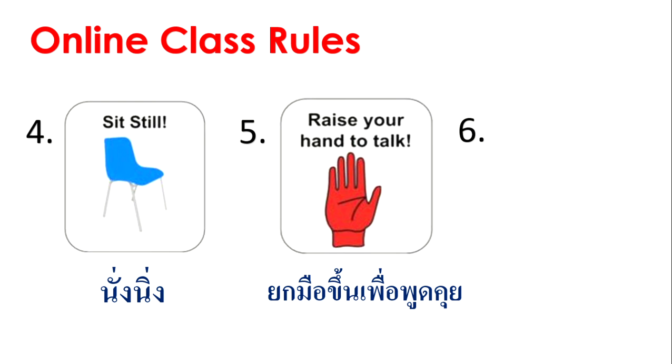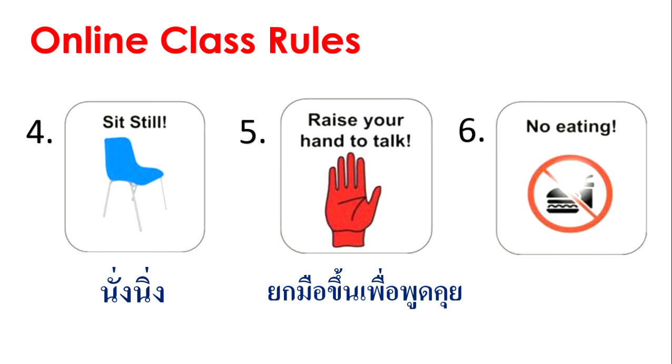Number 6, or the 6th rule: no eating. It means when you are in your online class, you don't have to eat anything, because there is an allowed time for you to eat. For example, if it's lunchtime, that's the time when you can eat food. So number 6 is no eating.